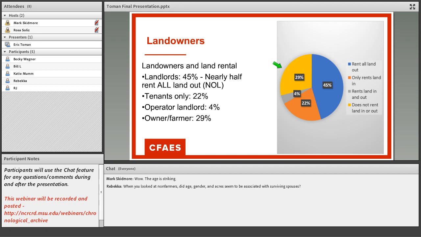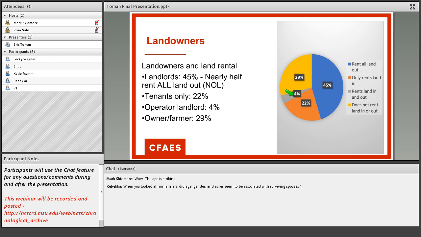And I think it's pretty fascinating, a few things that stick out here. So one, nearly half, so 45% of our respondents rented out all of their land. So these would be the non-operated landowners. So nearly half of our participants rented out all of their land, which is, I think, pretty fascinating. And then those who rented in land and only rented in land, so didn't own any land, but were engaged in agricultural operations, but they rented in all their ag land, was nearly a quarter of our population.